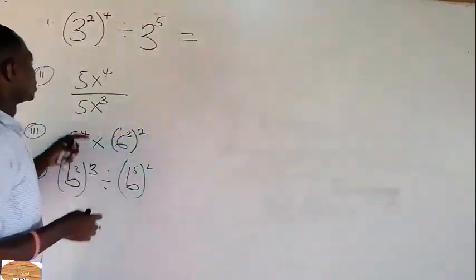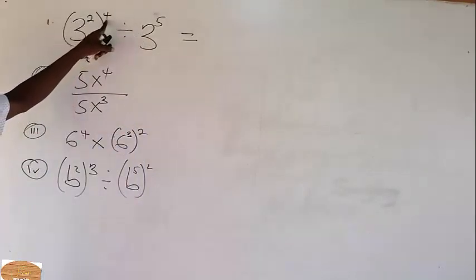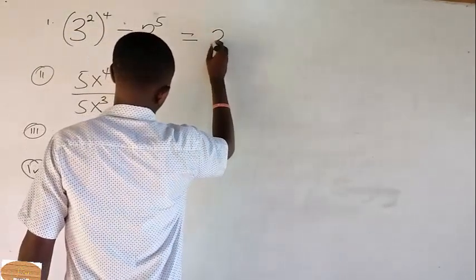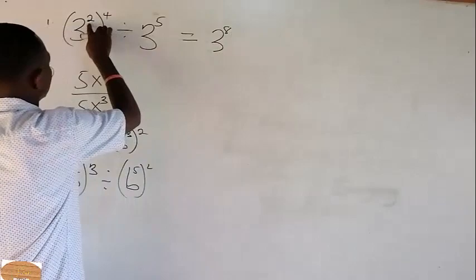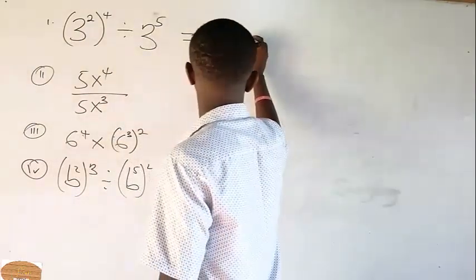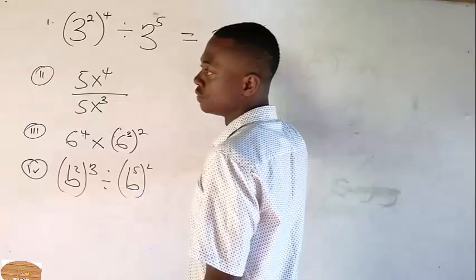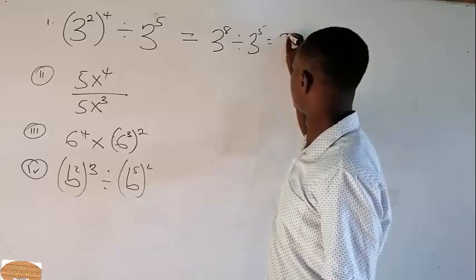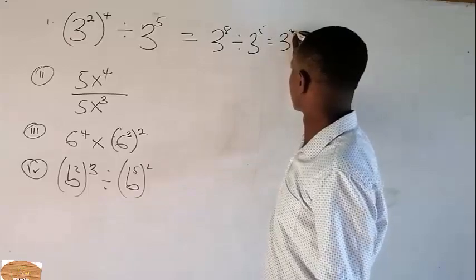Now, we have this one. So this one is the third law. This one is 2 to the power 3, all to the power 4, divided by this one. So this one is the same as 2 to the power, 3 times 4 is 12. So we multiply this and that. The division sign will come, and this one we have 2 to the power 5. So this one is division, and we know division is subtraction. We are going to subtract the exponents. So this one is straight away 2 to the power 8 minus 5, and 8 minus 5 is 3.